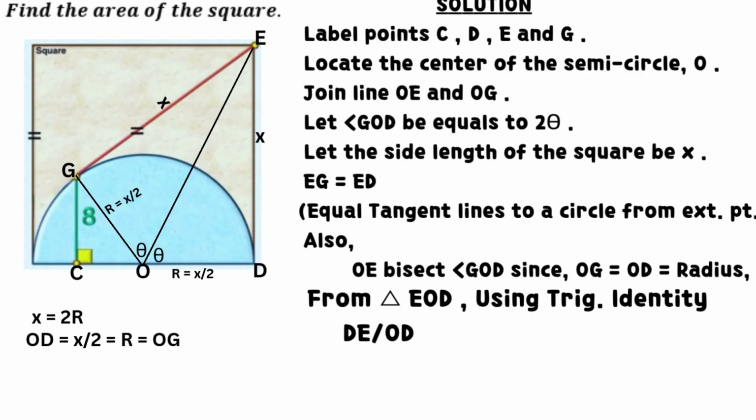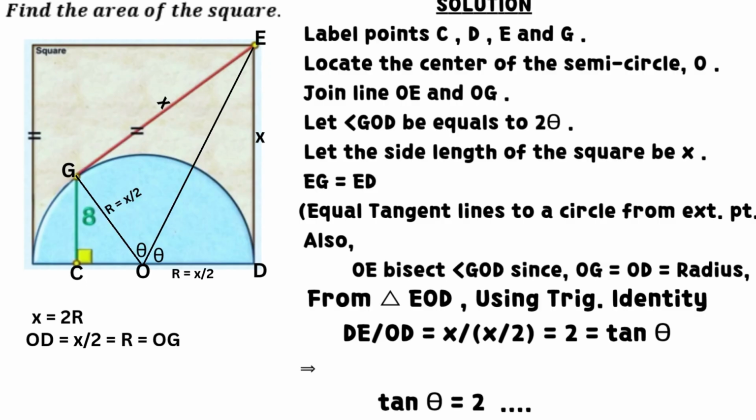From triangle EOD, using trigonometric identity, length ED divided by length OD equals x divided by half of x, which simplifies to 2. The result is equal to tan theta. This implies that tan theta equals 2. We call it equation 1.